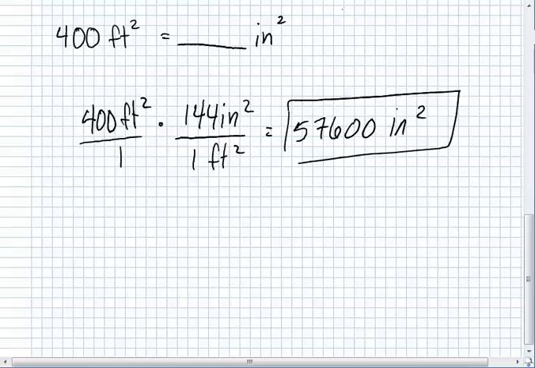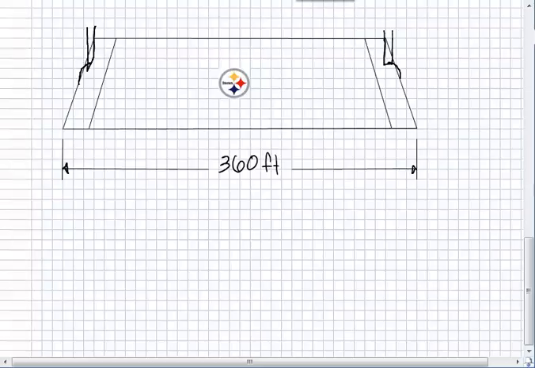Let's end with an example that I'll get you to do, and you can bring this to me on Tuesday as a homework assignment. This is my attempt to draw a football field with the Steelers logo in the middle because I'm a Steelers fan. If you were a player and you caught a kickoff way back deep in your end zone and ran all the way to the other side and scored a touchdown, which would be awesome, that would be about 360 feet. What I'd like you to do is work out how many miles you just ran.